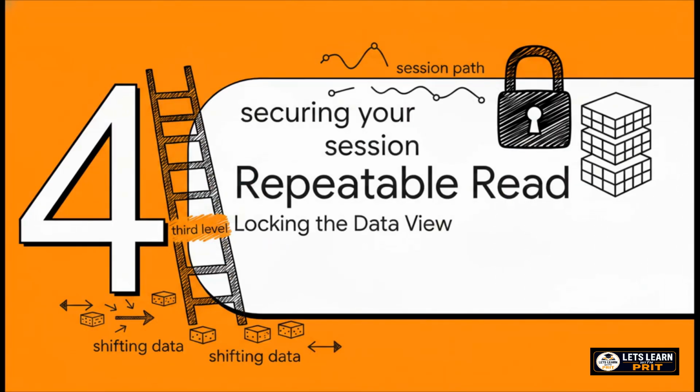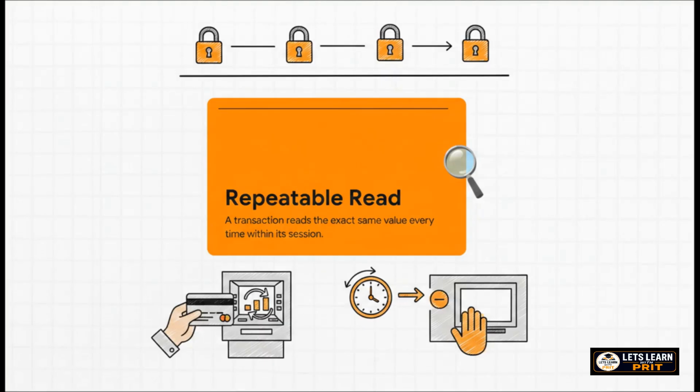All right, Section 4, repeatable read. This is where we secure your session by locking the data view. Repeatable read ensures that if a transaction reads data multiple times, it will see the exact same value every single time, no matter what other users are doing in the background. It basically locks the data you are looking at.